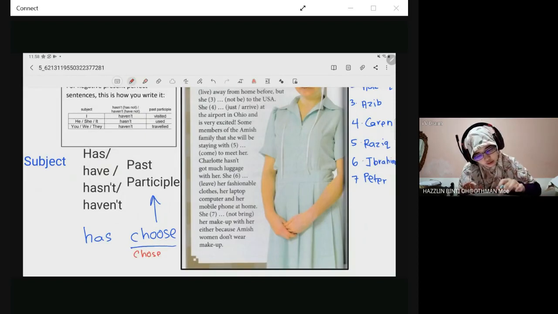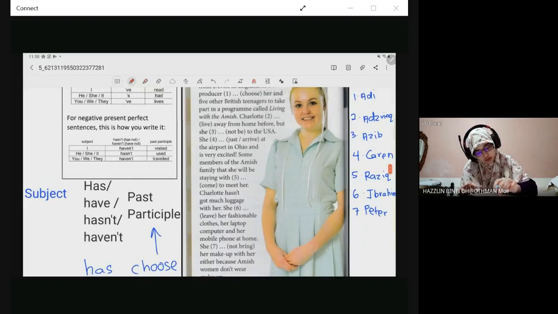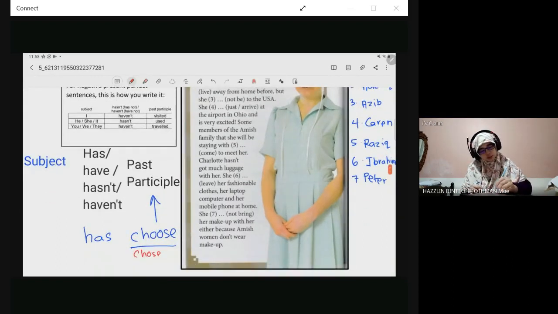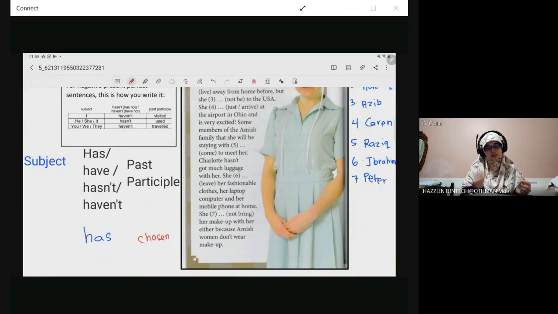Okay, the subject is, wait. Okay, so the answer is supposed to be has chosen. Where should I write the answer? Okay, I'll just write it over here then. Okay, so everybody, please check your answer. The answer is supposed to be has chosen.